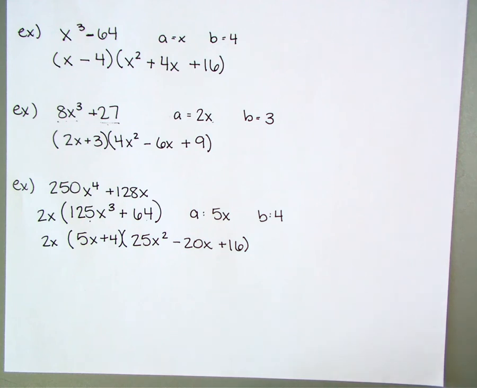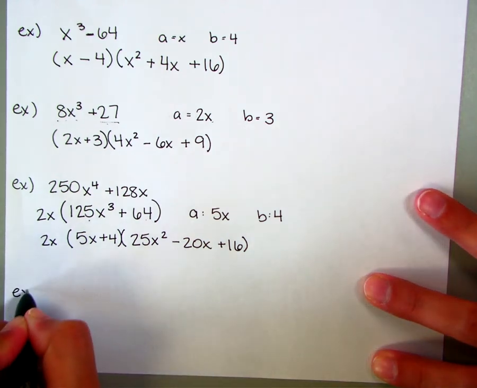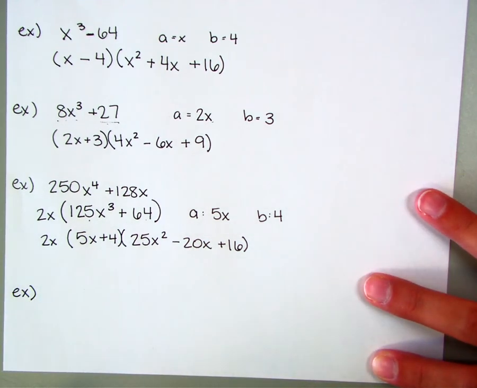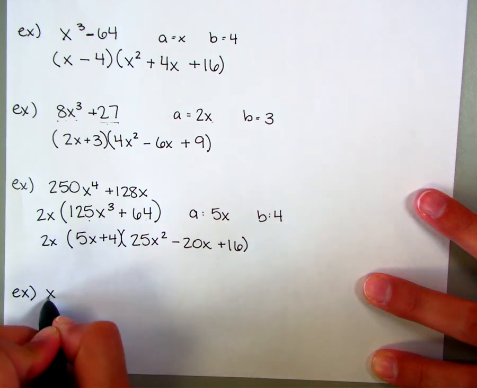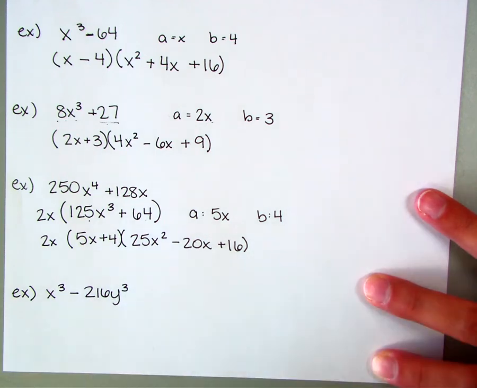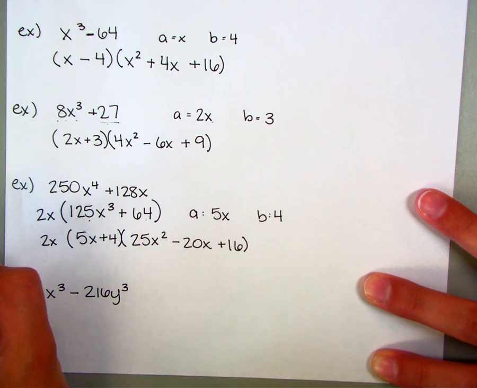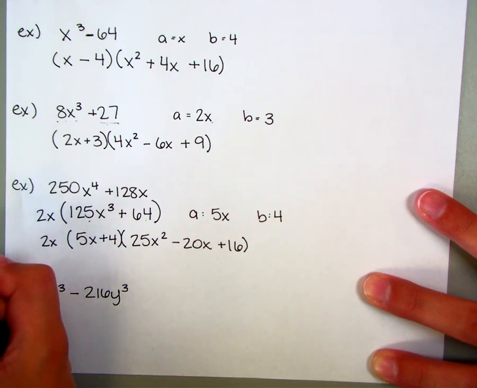We'll look at one more. So this one will have a variable in both of them. So we'll do x cubed minus 216y to the 3rd. Actually, let's make them both have a coefficient. So we'll change this one to 343. So we'll make them pretty big.